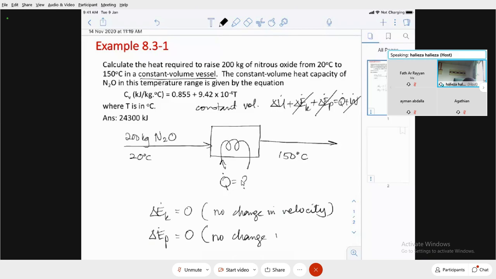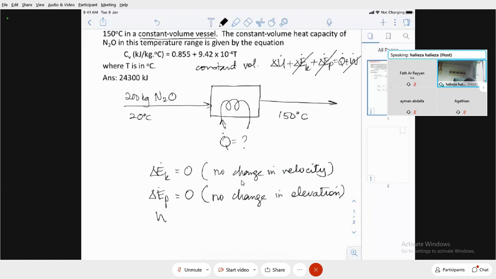No change in elevation. You need to write that down. Now, what else? Work. Work equals 0. Why? No moving parts. There's no turbine. There's no pump. So no moving parts. That's why it's 0. You need to write it down, because if you do not write it down, you will lose marks there.